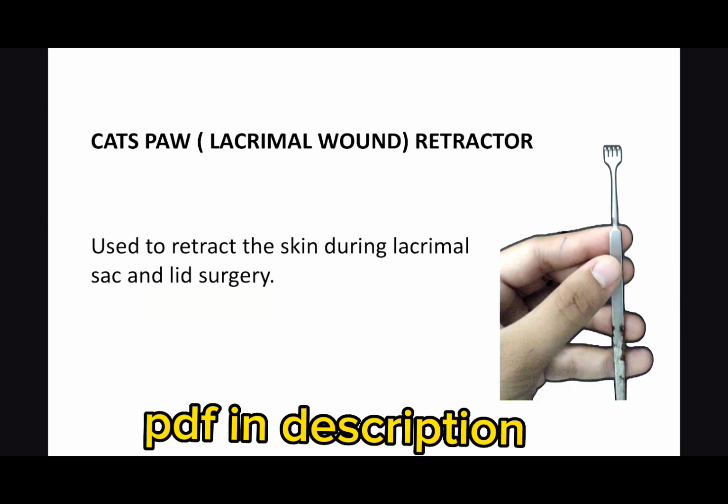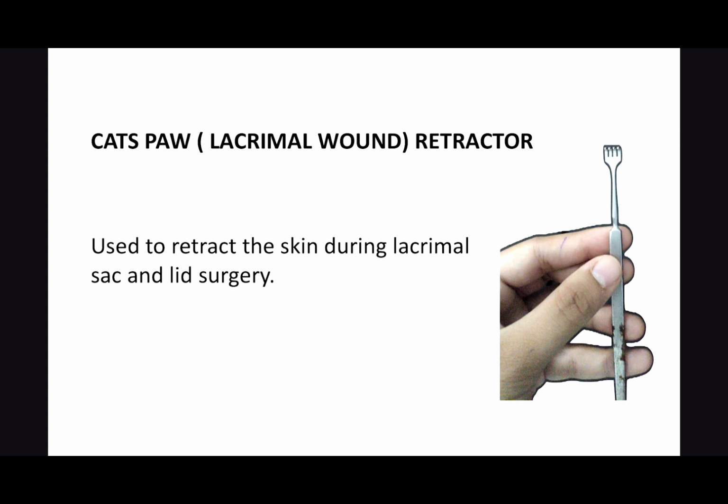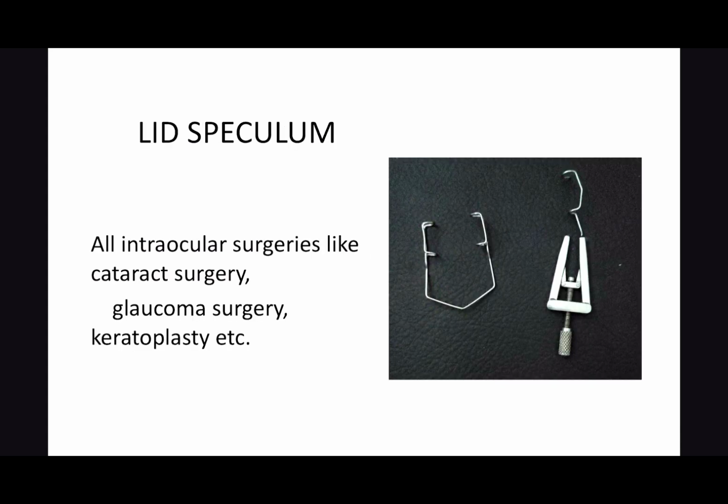Now starting with the specific instruments. First, and the very most important and the easiest one, is the cat's paw retractor, also called the lacrimal wound retractor, used to retract the skin during lacrimal sac and lid surgeries. Next instrument is the lid speculum, which is the most widely used. In this image, the first one is the universal speculum and the second is the manual. Make note, the second one is not a self-retaining one, it is a manual. Uses: all intraocular surgeries like cataract surgery, glaucoma surgery, keratoplasty.